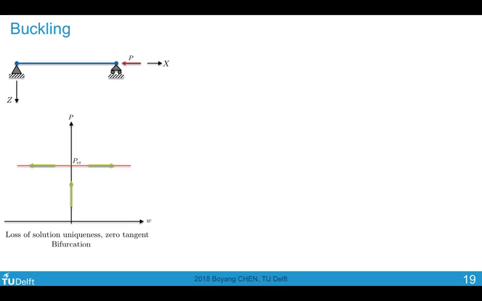At the point of buckling, we have, mathematically speaking, a loss of solution uniqueness, which basically means that at this level of loading, my vertical deflection could take any value along this line. And this tangent is 0. So this is called bifurcation, which means that now at this point, the structure will have two possible solution paths, either follow the original path or deflect along the new path.